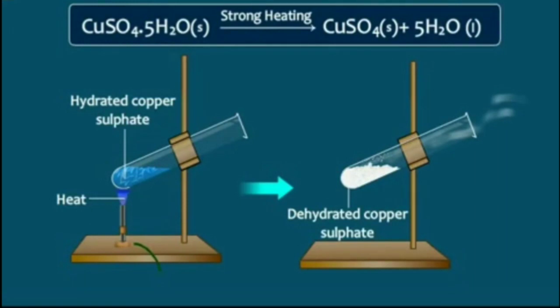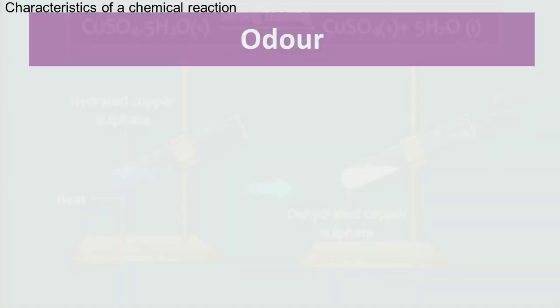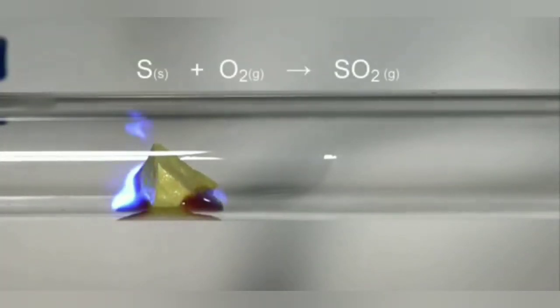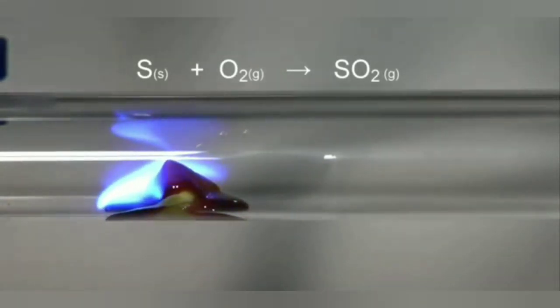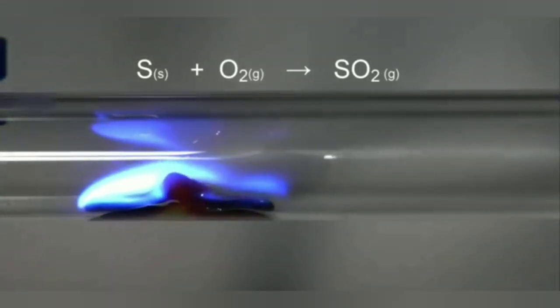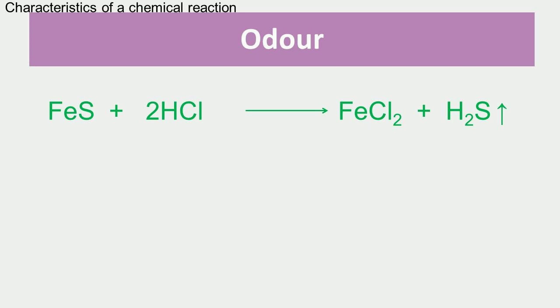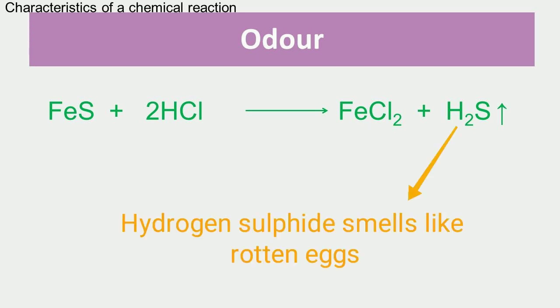Some chemical reactions are accompanied by a noticeable odor or smell. For example, when sulfur burns in oxygen, a pungent smell is produced due to the formation of sulfur dioxide gas. And when ferrous sulfide is mixed with dilute hydrochloric acid, then the smell of rotten eggs is observed due to the formation of hydrogen sulfide.